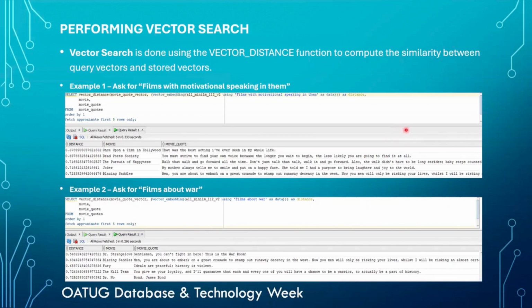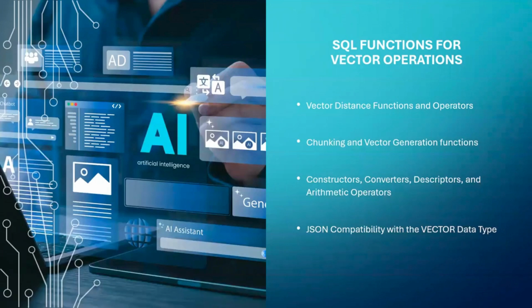I think this is very clear to understand. So now you know how simplified it is with Oracle 23 AI, and how efficiently you can use the inbuilt functions to produce your vector search results.